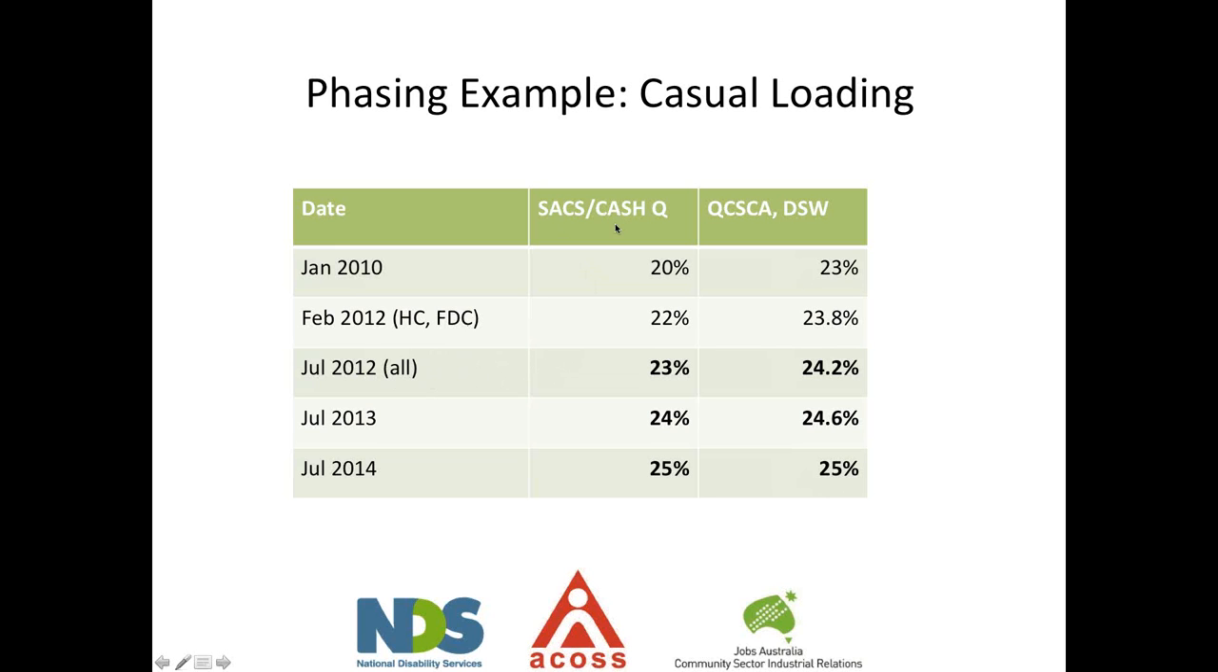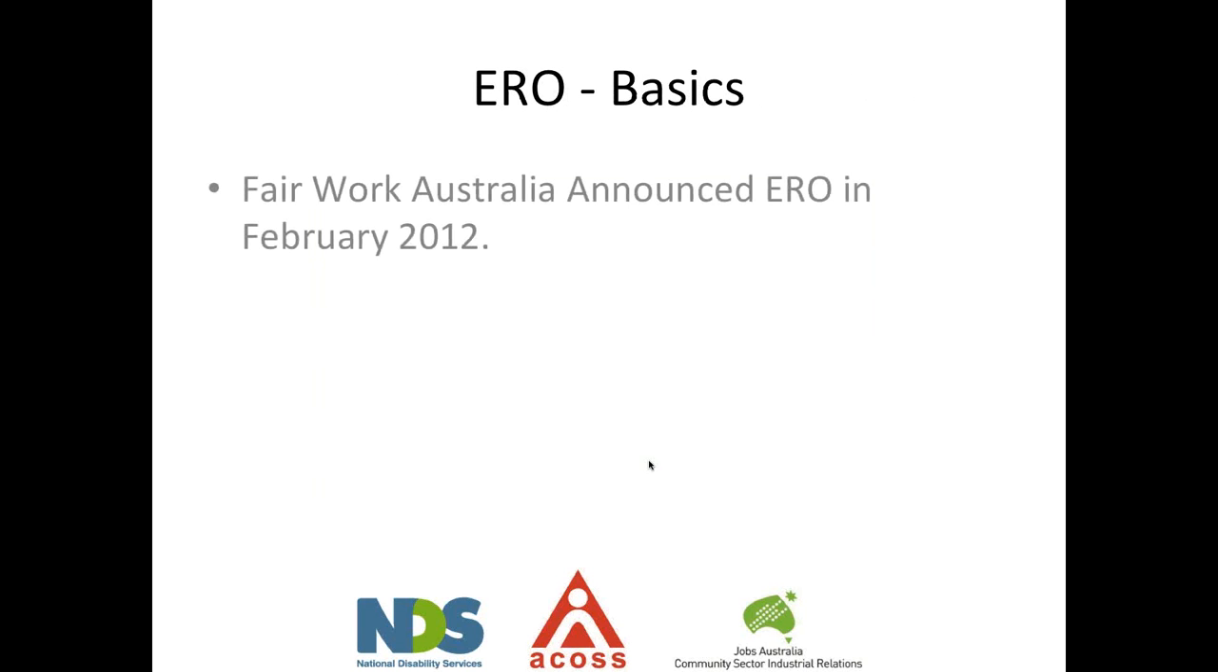So the SACS and CASHQ Queensland loadings have phased from 20% across to 23% from this July, whereas if you're always on the QCSCA rates or the Disability Support Workers rates, you should be paying the phased amount of 24.2%. You can see that from July next year, both these rates, one will go to 24% for SACS and CASHQ, the other rate will go to 24.6%. Eventually in July 2014, you can see here, the 25% is the modern award rate. So that'll be the finalising of the phasing of the loading.